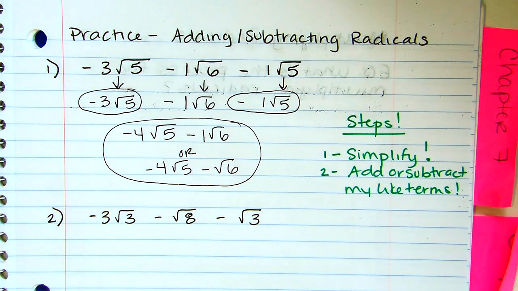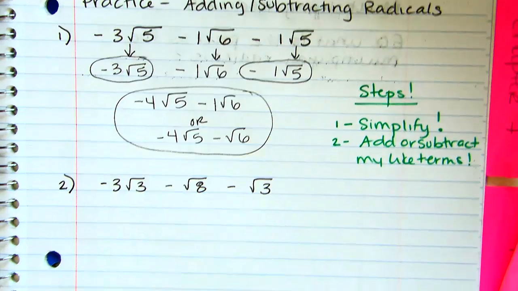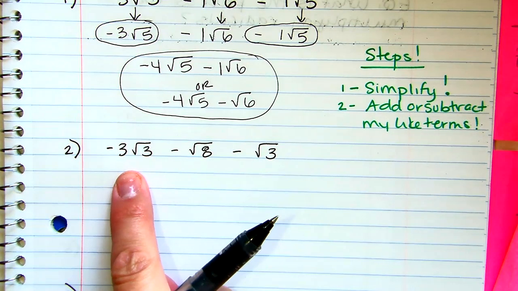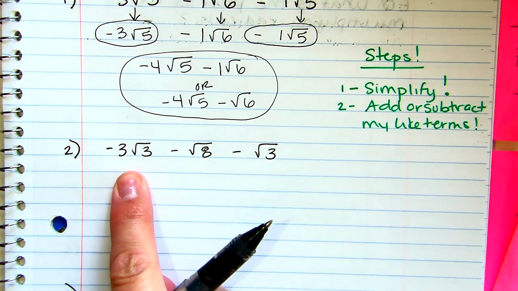Okay, here we go. Number 2 says negative 3 root 3 minus root 8 minus root 3. So let's check to see if we can simplify. Negative 3 root 3 cannot, so it's going to stay. I'm going to bring this down.